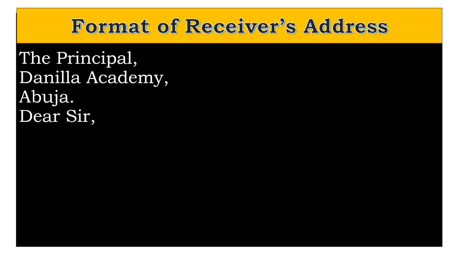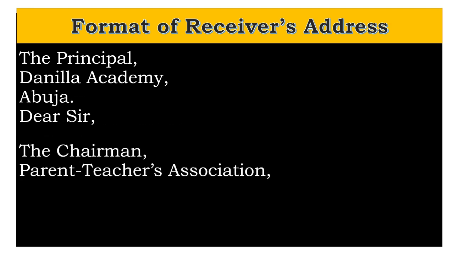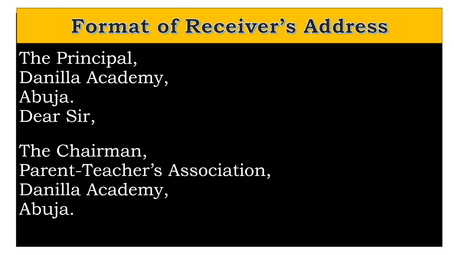I put this dear sir here to show you that you are not supposed to skip any line after the receiver's address before you put the salutation. If you are writing to the chairman, write the chairman, and then the chairman of what or of where. In this case, Parents Teachers Association. Parents Teachers Association is always found in a particular school. Put the name of the school there, Danilla Academy. And where is the location? Abuja. Then you write the salutation, dear sir.